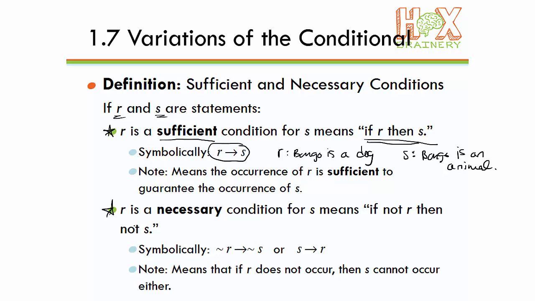And now let's look at the other one. R is a necessary condition for S means that if not R, then not S. Symbolically, that would look like this: if not R, then not S. Or, because we've already seen that the contrapositive and the conditional are equivalent, you could also write it this way: if S, then R. For R being a necessary condition, that means that if R does not occur, then S cannot occur either. So you basically can't have S without R.